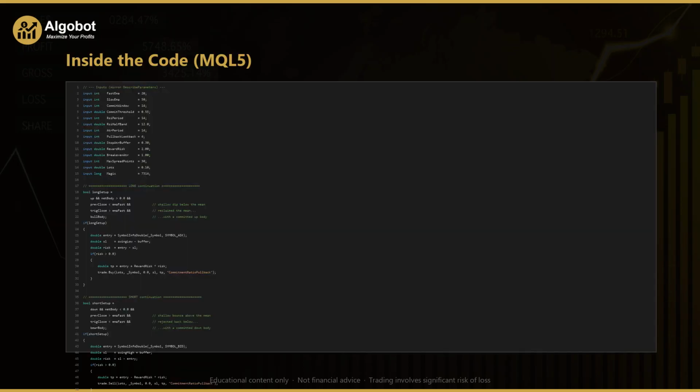Let's read through the actual MQL5 code on screen. At the top are the input parameters. FastEma and SlowEma define the two moving averages. Commit window and commit threshold control the commitment ratio regime filter.